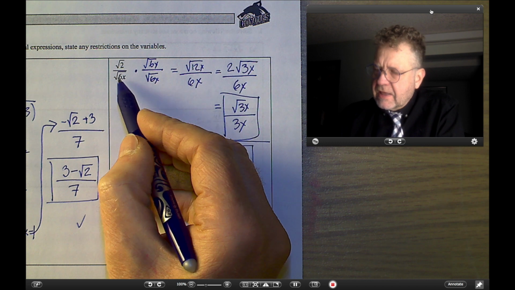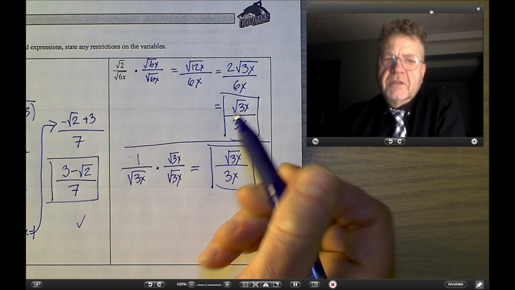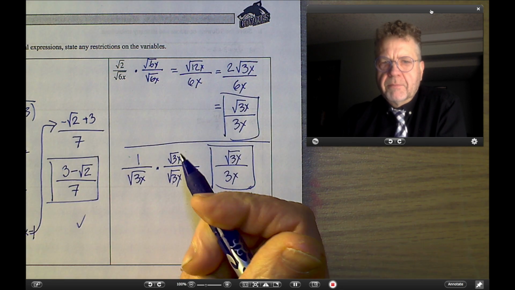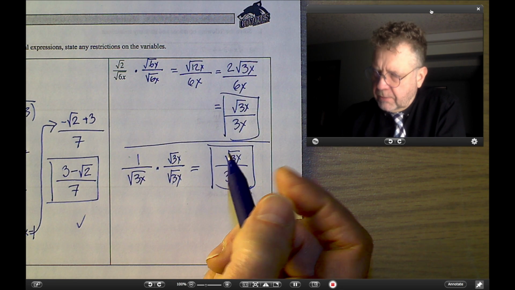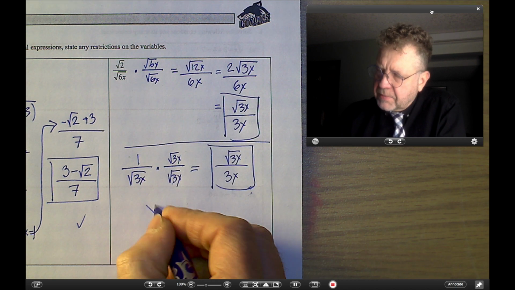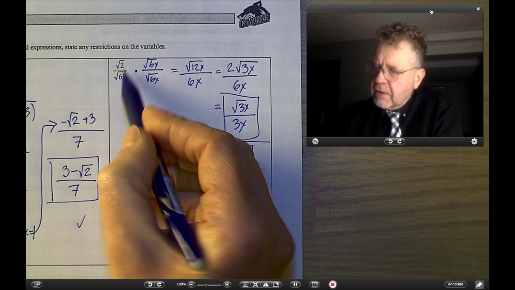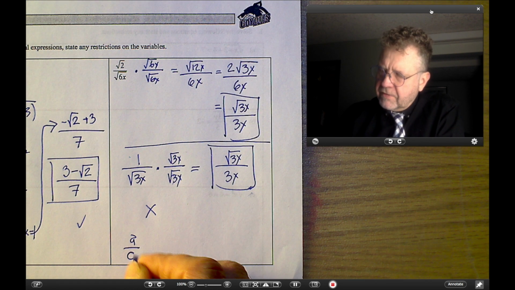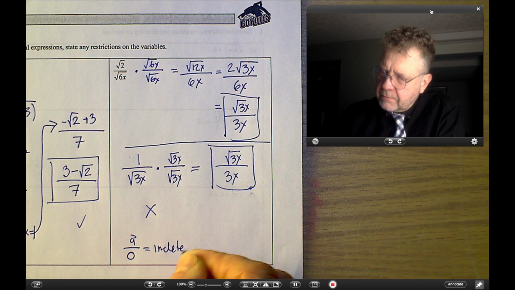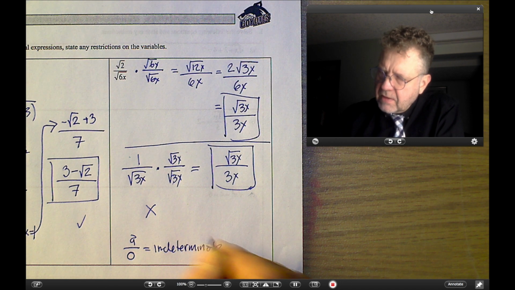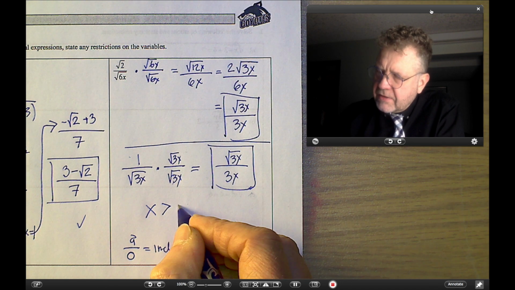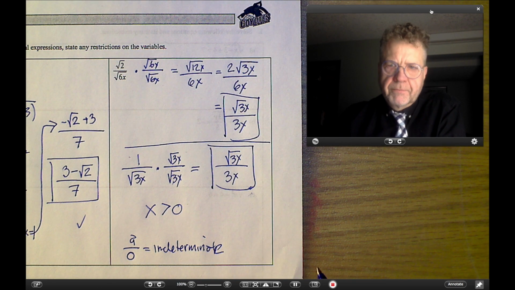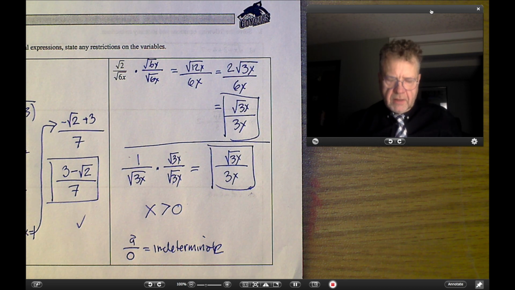But if the whole denominator is equal to 0, then your expression blows up because it becomes an indeterminate form. So you would think possibly that x could be greater than or equal to 0, but you have to look at it in the big picture. Remember that any number over 0 is indeterminate. So x must be greater than 0 in order to avoid that indeterminate form. Boom, we're done.